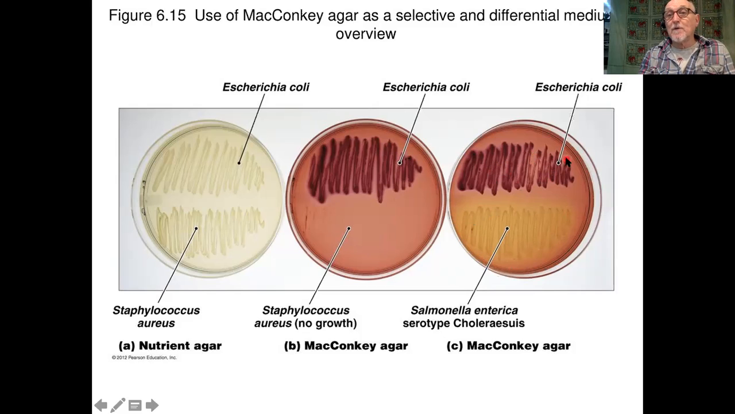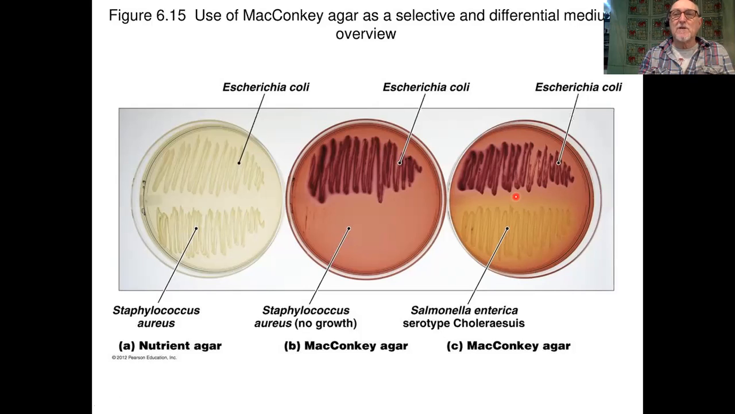If we grow two Enterobacteriaceae on it, we may be able to differentiate between them. If we grow two bacteria of different gram reactions, one will grow, the other will not. So MacConkey's is both selective and differential. And that is very common with these kinds of media.